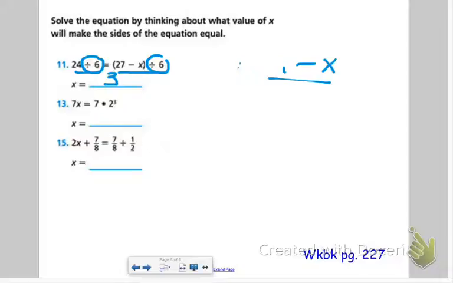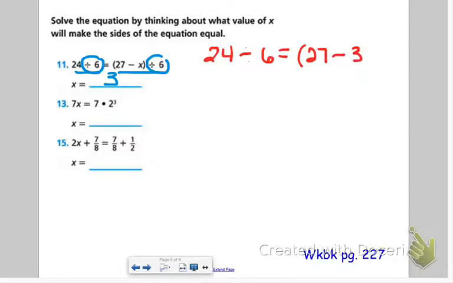So what I'm going to do is go back to the original equation. Let's see, I'm going to use red here. The original equation was 24 divided by 6 is equal to 27 minus, and instead of x, I'm going to substitute 3 in, and then divided by 6. So 24 divided by 6 on the left-hand side, I'm going to get 4. And on the right-hand side, 27 minus 3 is 24, and 24 divided by 6, there's the 4. So that works out.